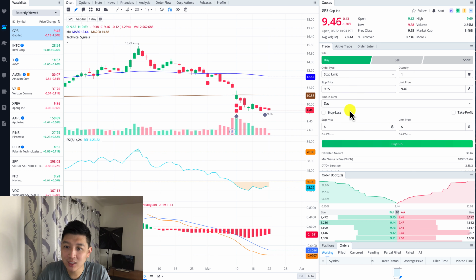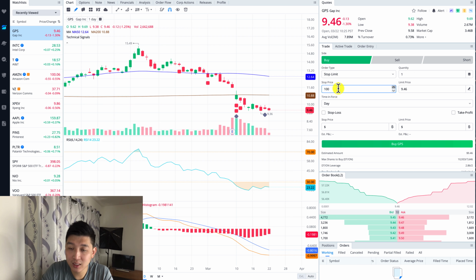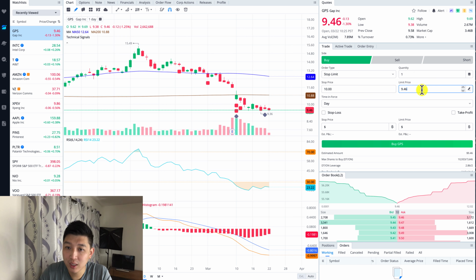So with a stop limit order, there's two prices. One, the stop price, is to trigger the action, to trigger the order, and then the limit price is how much you're willing to buy at, or to sell at. So let me explain. Gap is trading at 946. I put a stop price at, just to make the numbers easier, $10 right over here. And then for the limit order, I want to set this at $11, just for the sake of this.